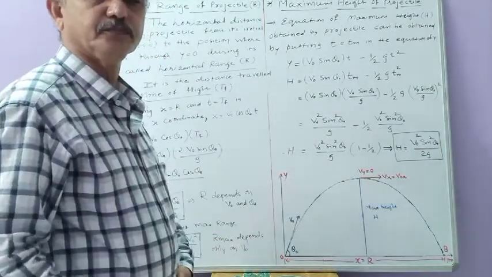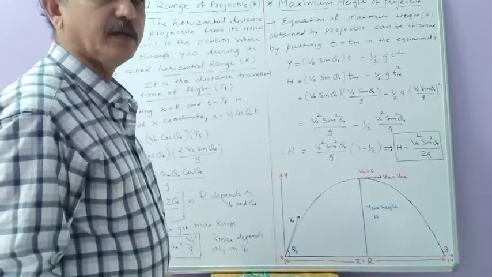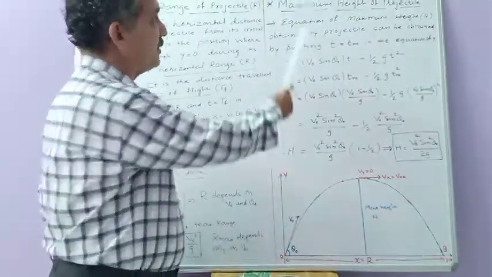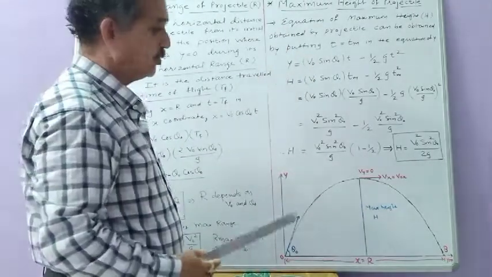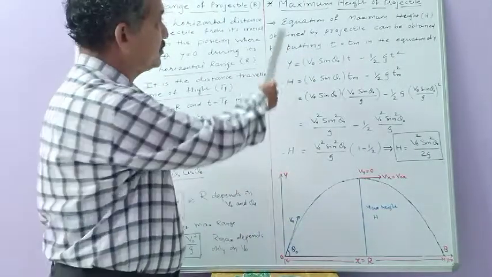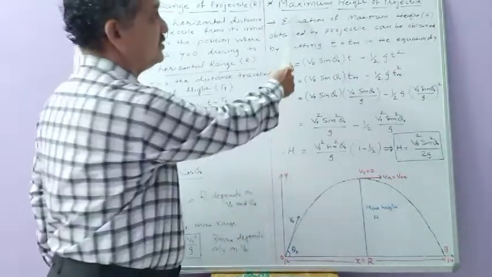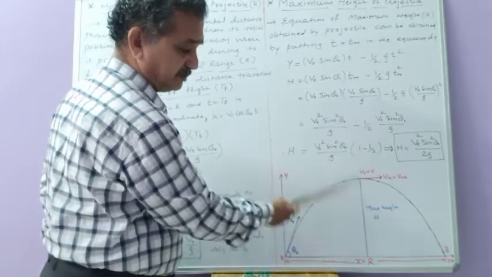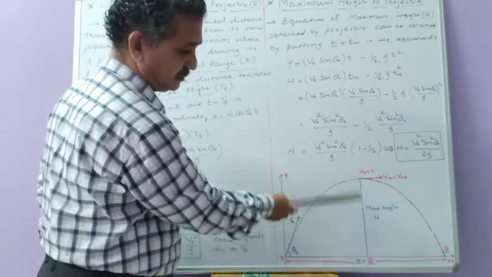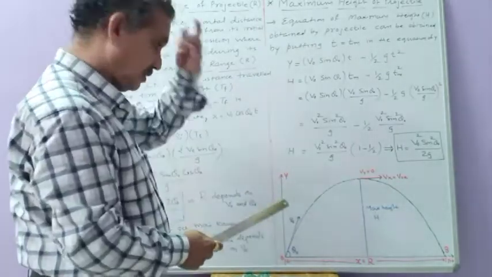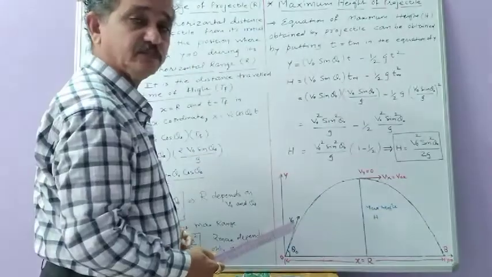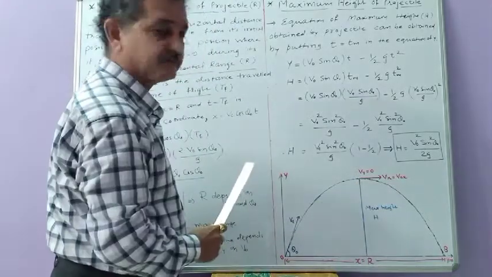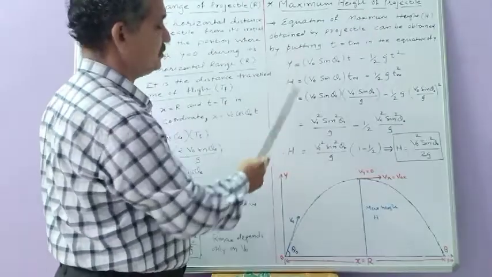Students, now let us see the next theory topic regarding projectile motion. It is the maximum height of projectile. Important. The question can be asked like this: derive an equation of maximum height of a projectile. You can see in this diagram, this one is said to be maximum height. As it is in vertical direction, it is the y coordinate of the projectile motion at this moment. So what is maximum height?